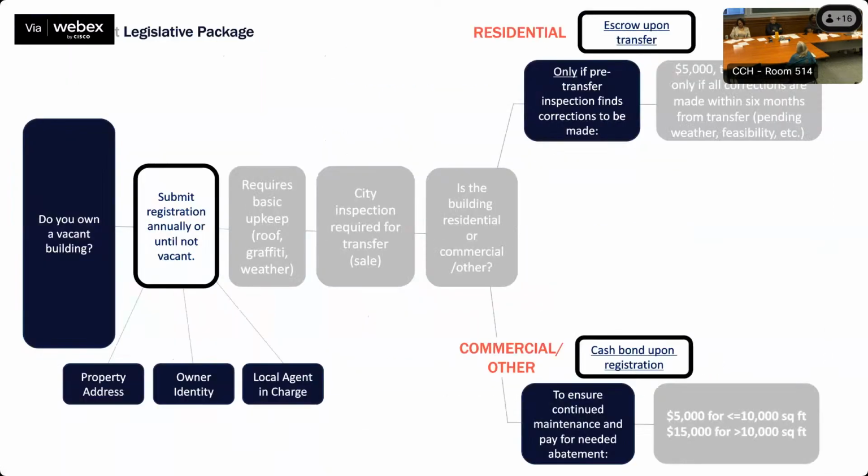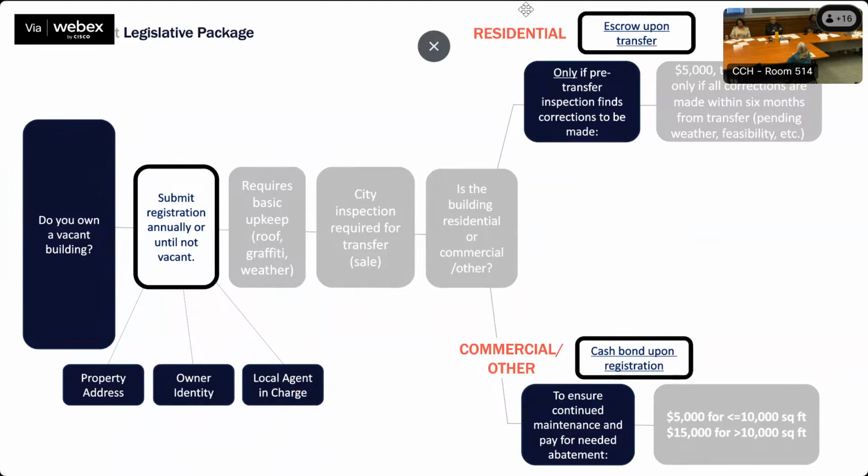So next slide, please. This is a schematic of how that works. If you own a vacant building, you need to submit registration annually or until not vacant. It requires standards of basic upkeep: no graffiti, weather tight, roof has to be intact. The city inspection is required for transfer at the time of sale or before. So a certificate of inspection would be good for a year. They could choose when they were going to get that if they were intending to sell, so that they would have it. And so as you see, there's a residential track and a commercial track.